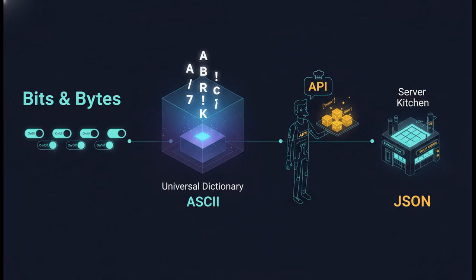We started with the simplest possible signal, the bit, the on or off alphabet of machines. We saw how those bits are grouped into bytes and translated into human characters using a universal dictionary, ASCII, which removes all ambiguity. Then we brought in the API, our digital waiter, who manages conversations between different programs using that structured request-response cycle. And finally, we saw that the data in those conversations is all neatly formatted using JSON.